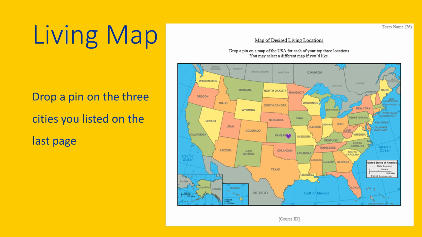The living map is a visual representation of the last 3 answers on the previous page. Drop a pin for the 3 cities you said you'd like to live in. For example, I dropped a heart-shaped pin near Emporia, Kansas, where my family is from.